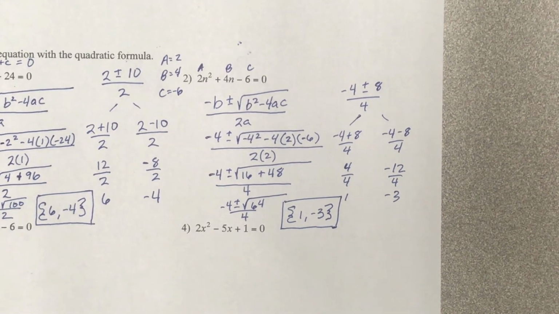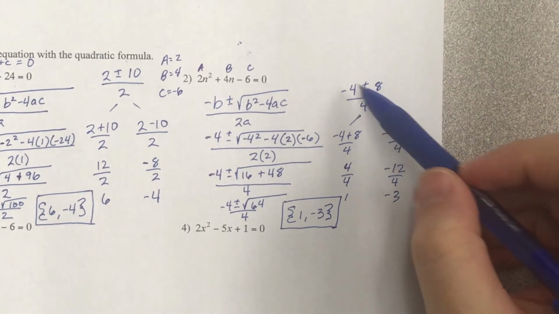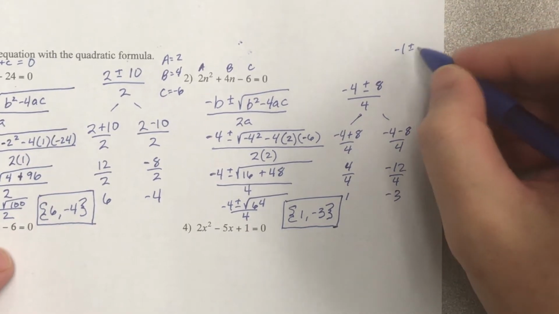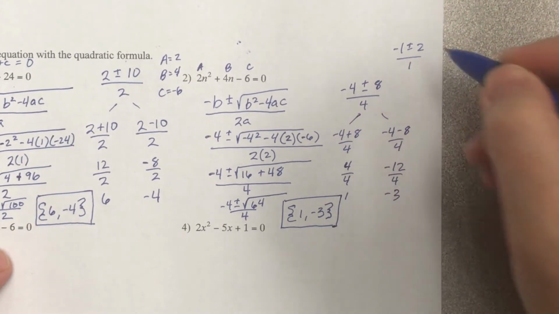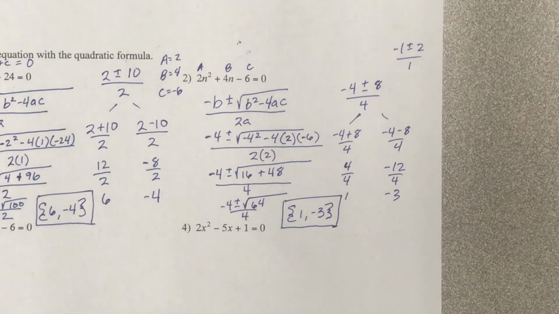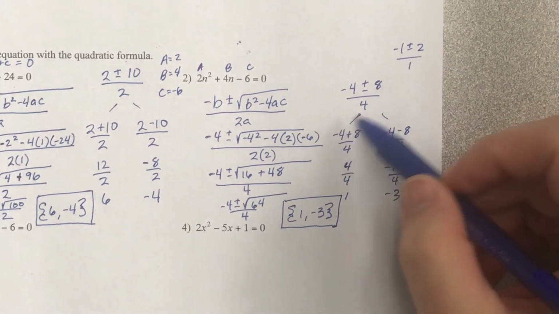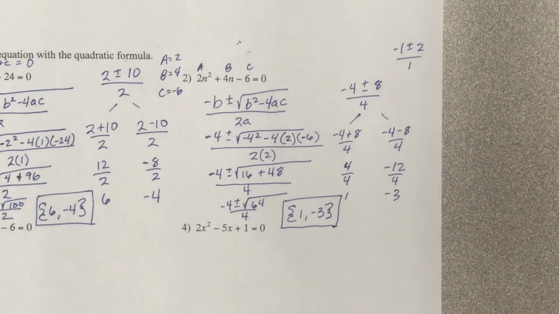And again, as I said in that last one, if you wanted to change this to negative 1 plus or minus 2 all over 1, that would be fine as well in working that out. And that would just be by simplifying that, or you can just go straight here. Totally up to you what you do there.